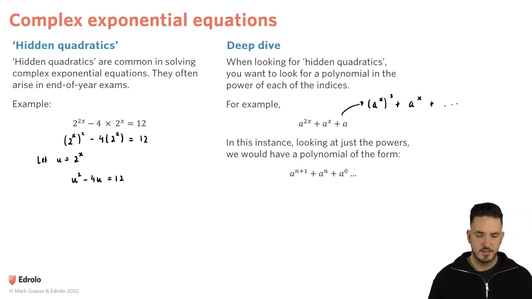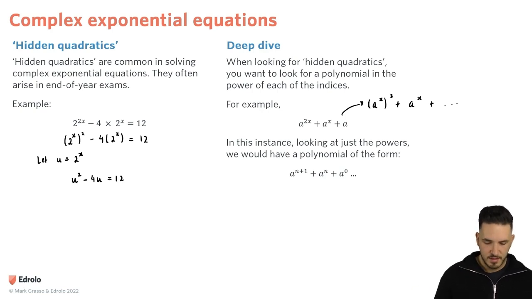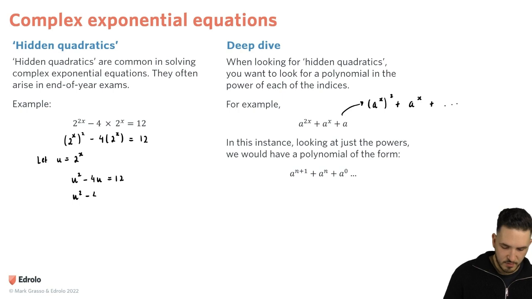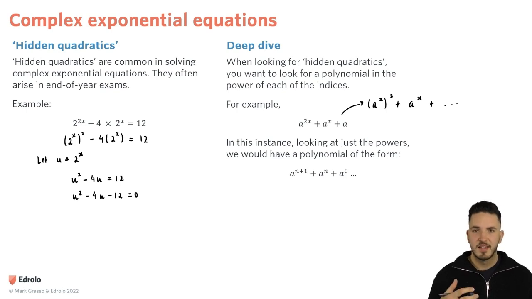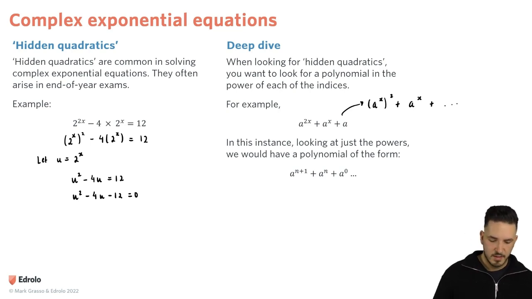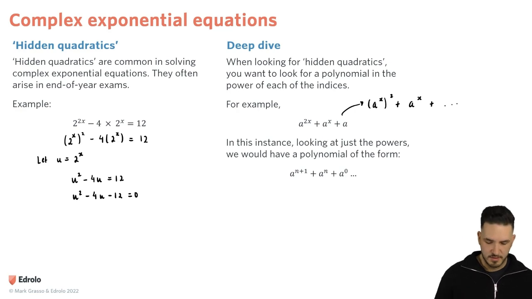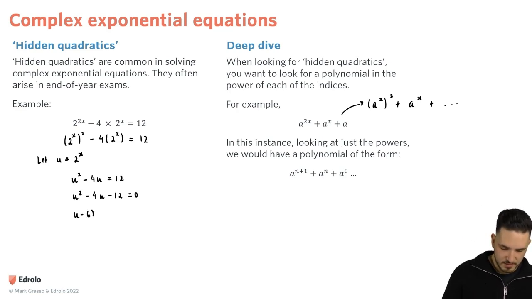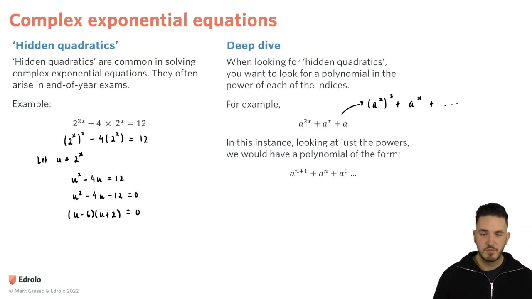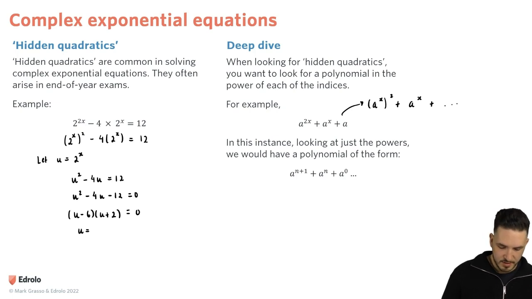When we want to solve quadratics, we want to make sure the right-hand side is equal to 0. So we're going to have u squared minus 4u minus 12 is equal to 0. Now we can see this is in polynomial form. This is a quadratic. So we've moved from the exponential equation that we started with into a quadratic that we can now solve. If we look for two factors of negative 12 that add to give negative 4, so negative 6 and positive 2, we get u minus 6 and u plus 2 equals 0. Use our null factor law from quadratics that we know: u equals 6 or u equals negative 2.